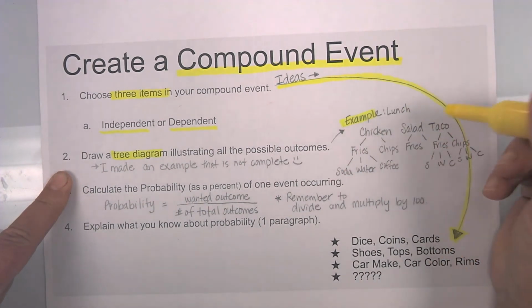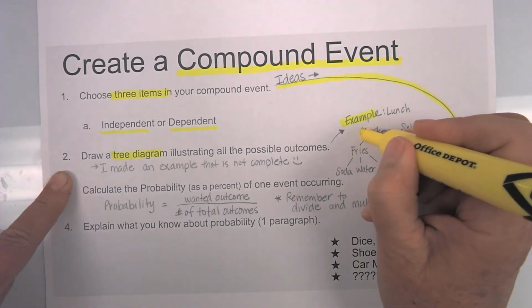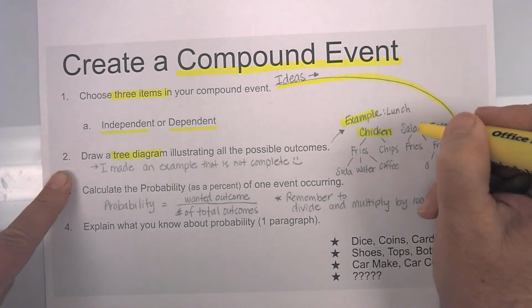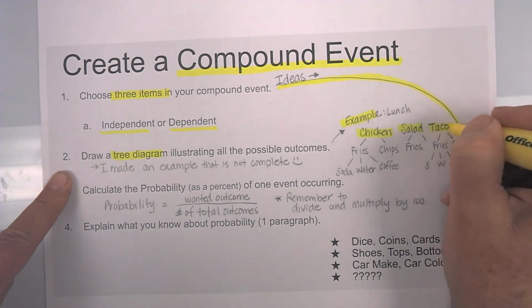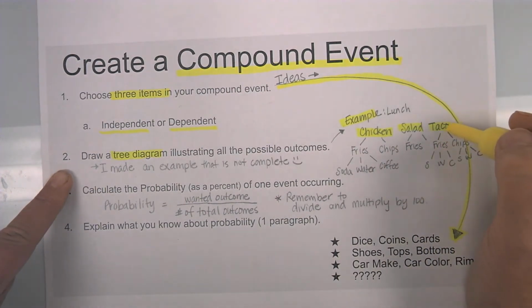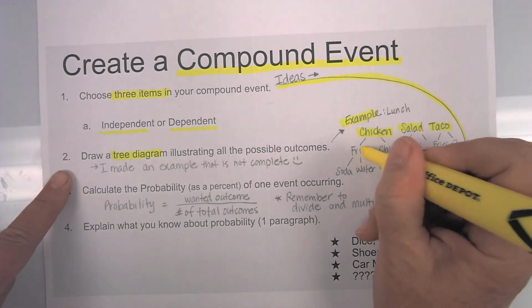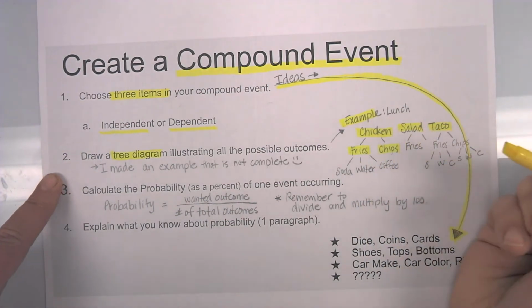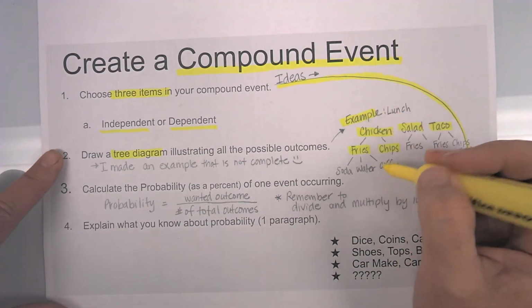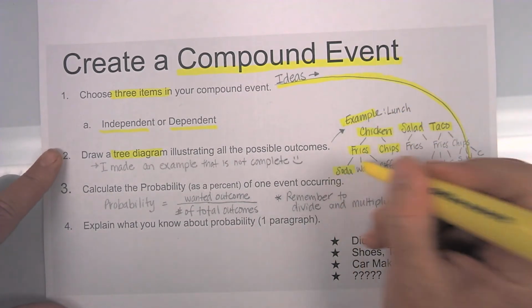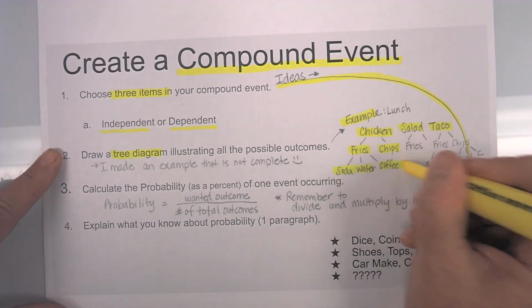For example, if we were to go out to lunch, I would have 3 choices. I could have chicken, I could have a salad, or I could have a taco. My other choices are sides. I could either get fries or chips. My third thing that I can choose is whether I want soda, water, or coffee.